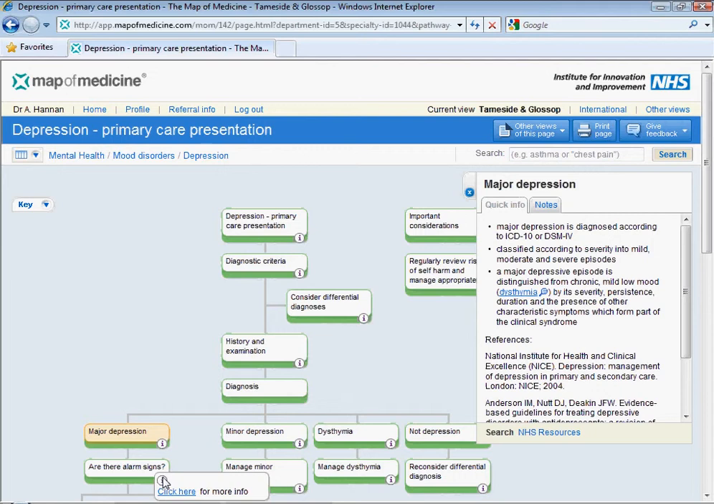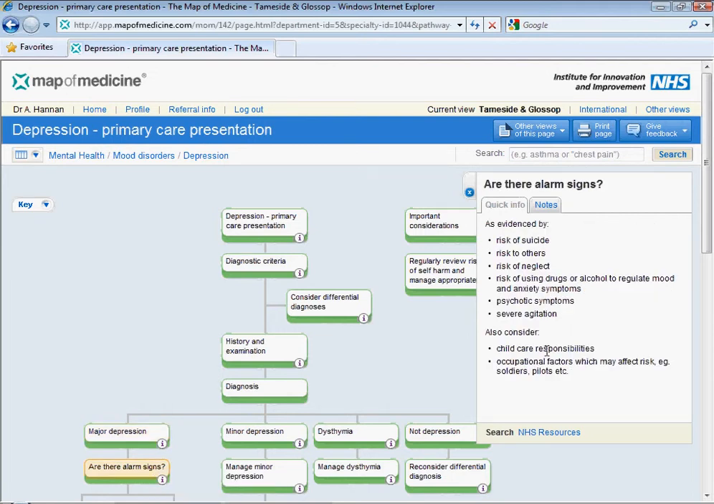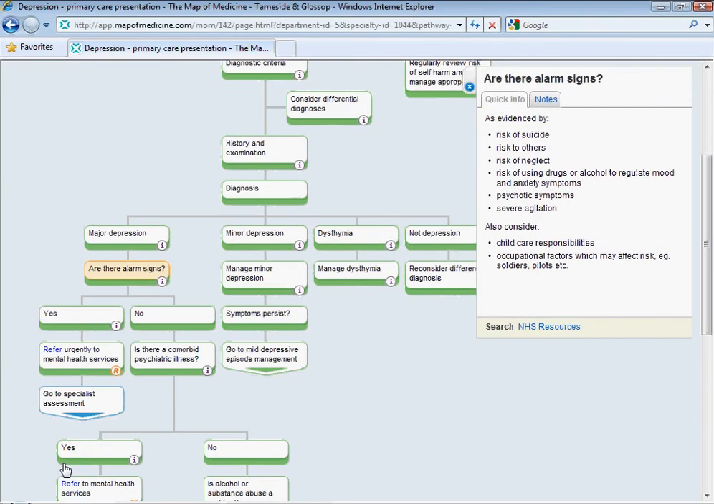And are there any alarm signs? And it's asking me to check whether there's any evidence of risk of suicide, risk to others, risk of neglect, risk of using drugs or alcohol to regulate mood and anxiety symptoms, psychotic symptoms, or severe agitation. And in this particular case, the patient does have that.